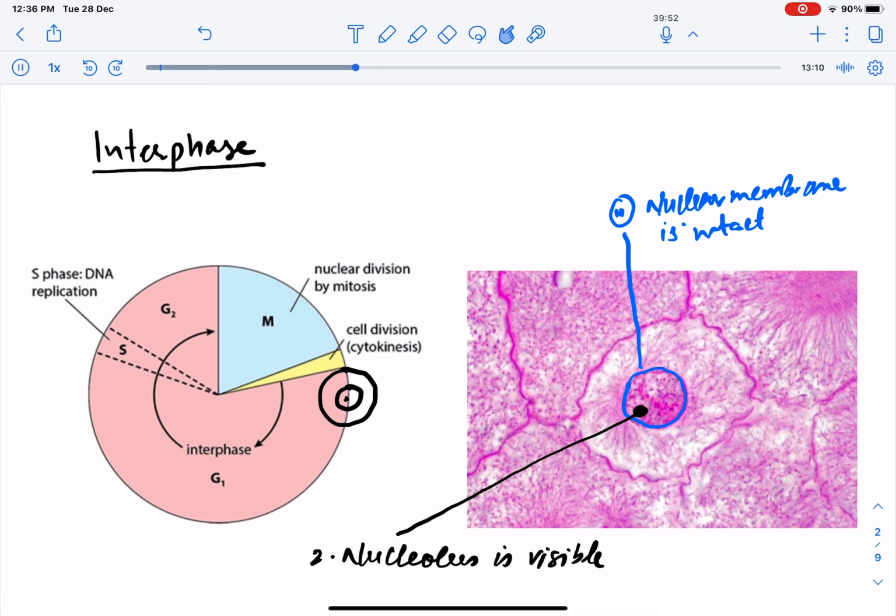Chromosomes are not visible in this structure. Instead, these thin thread-like structures are visible in it. And this is known as chromatin. When the cell is not dividing, chromosomes are not visible inside it. The cell undergoes preparation during an interphase for the following nuclear and then the cell division.